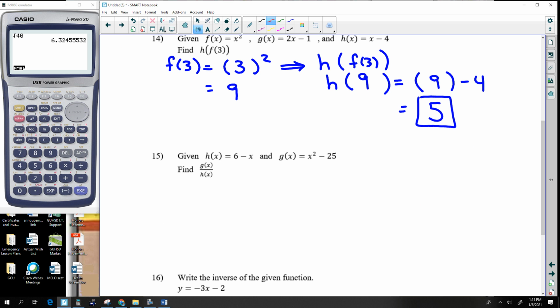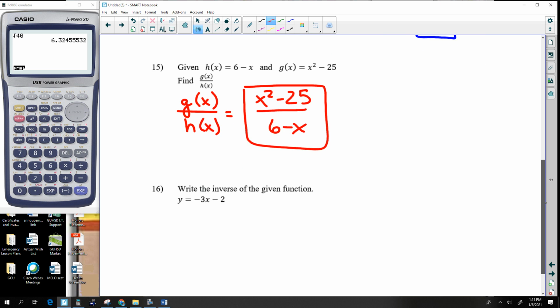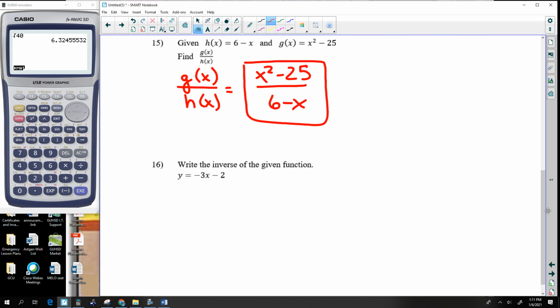Okay, this is pretty much probably just going to be setting up the problem, and that's about it. So this is g of x divided by h of x. g of x is x squared minus 25, h of x is 6 minus x. And I'm pretty sure that's just going to be it right there. I don't think you have to actually do anything.